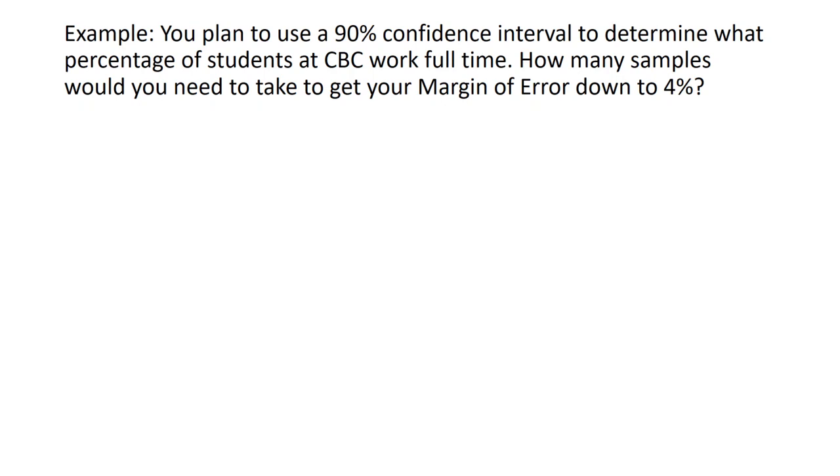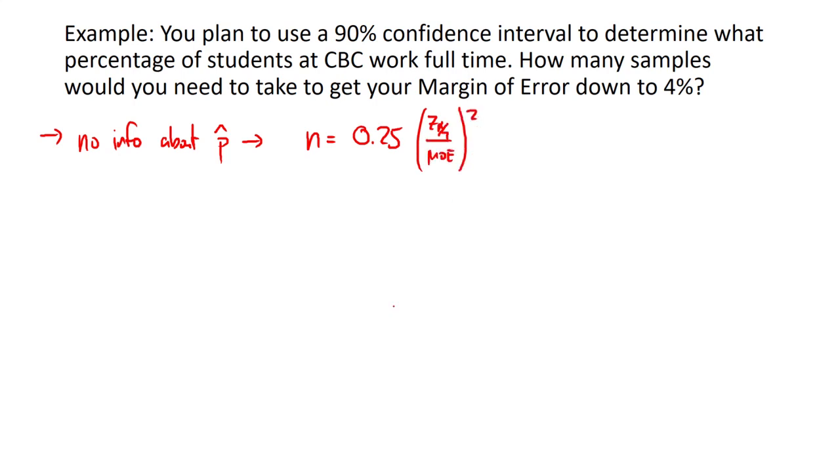Okay. So in this case, there's no info about p-hat, right? So if you're just walking into a study blind with no idea what to expect, that's when you would use that second formula I just wrote down. It's the formula without any prior information. So there's really only two things involved here: a z-score, and a margin of error.